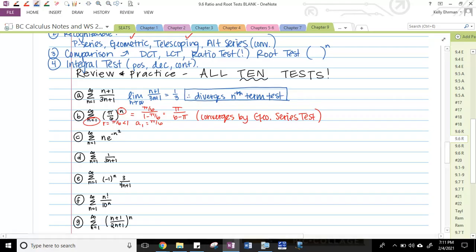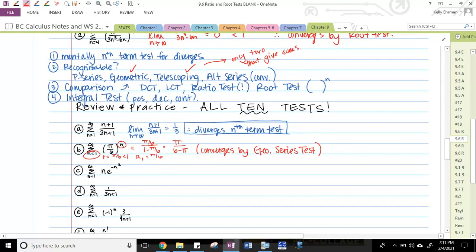Okay, anyway, what about this one? Let's see. This is n times e to the negative n squared. Run through. It's n over e to the n squared. So yes, it passes our little nth term test. It could converge. Not a p-series, not geometric, not telescoping, not alternating. I have nothing good to compare it to. There are no factorials, so it's probably not a ratio test. Can't take the nth root of anything. Down to integral test.